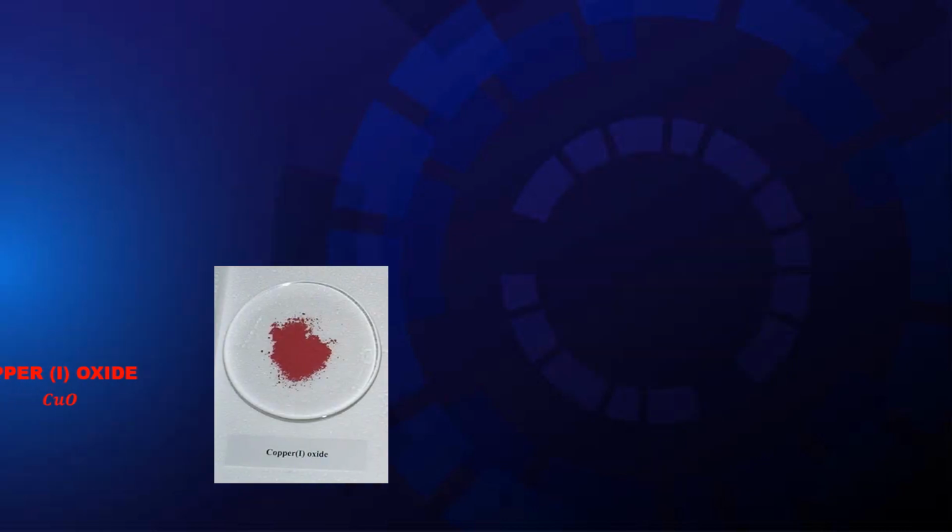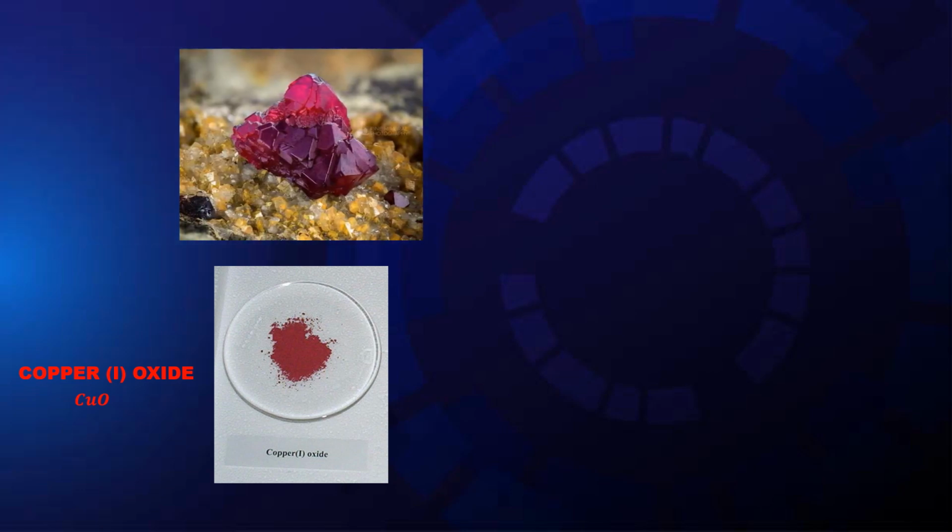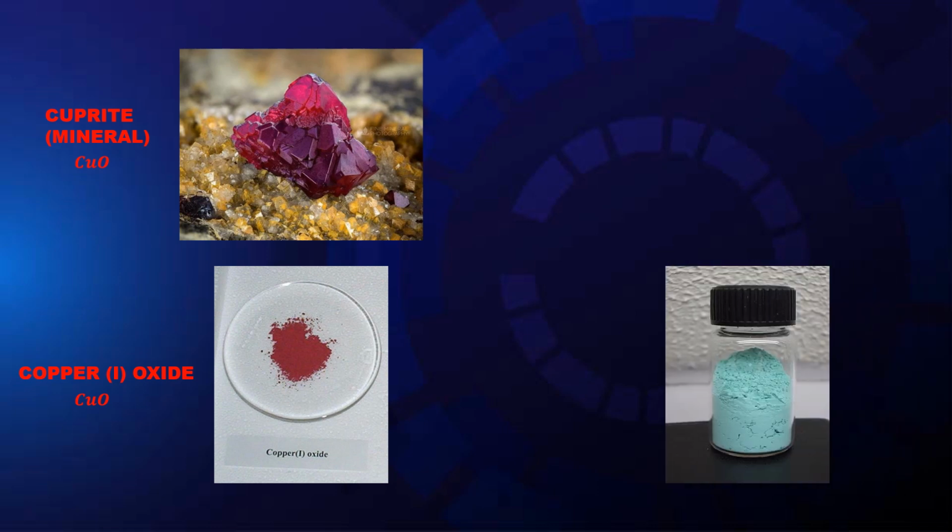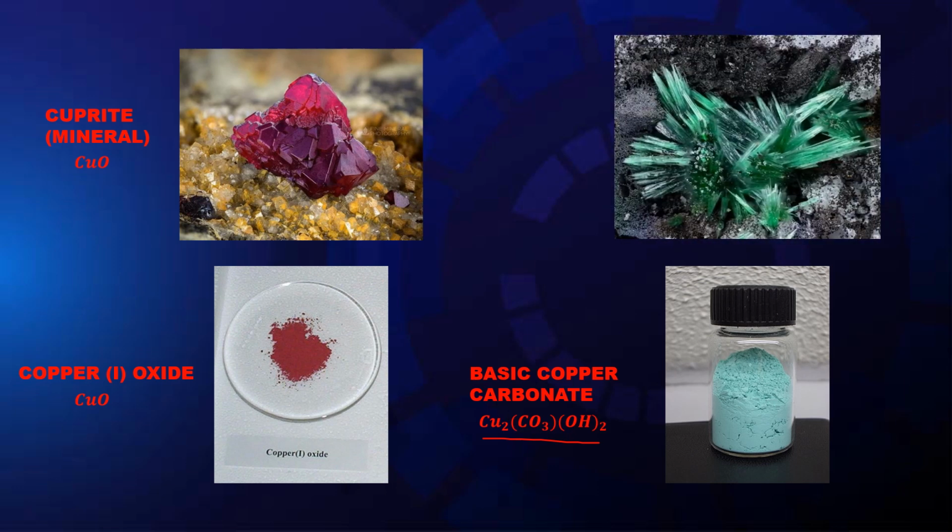Similarly, we have red copper oxide, CuO, which is a red amorphous powder, and then we have its mineral counterpart, the red colored crystalline cuprite mineral. And then we have another example, basic copper carbonate, CuCO3 with OH twice, a bluish green, aqua colored dull powder, and its mineral counterpart malachite, with the same chemical formula but different physical properties. So here it ends.